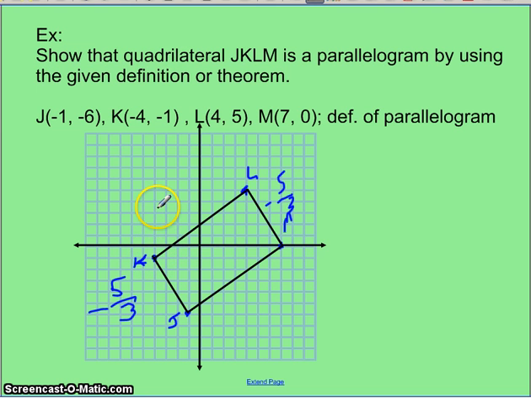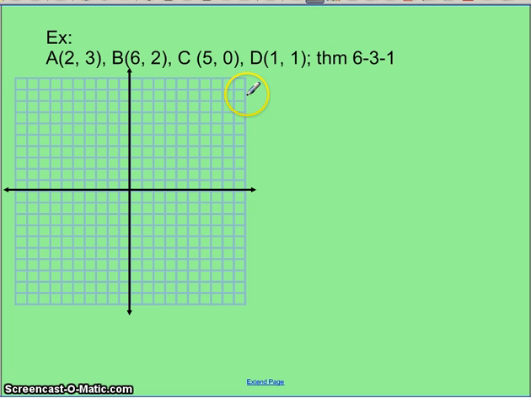1, 2, 3, 4, 5, 6. And 1, 2, 3, 4, 5, 6, 7, 8. So this one's slope would be 6 over 8, which would reduce to 3/4. And then we got to count this last one here. 1, 2, 3, 4, 5, 6. 1, 2, 3, 4, 5, 6, 7, 8. So again, we got a 3/4 slope. So opposite sides would be parallel. Bada boom, bada bang, it's a parallelogram.